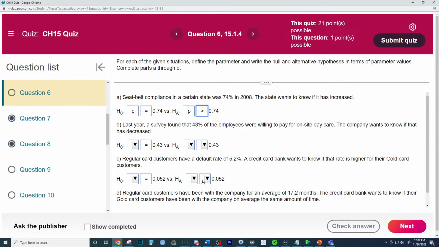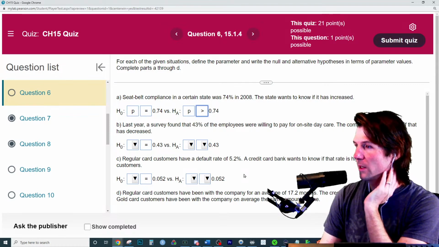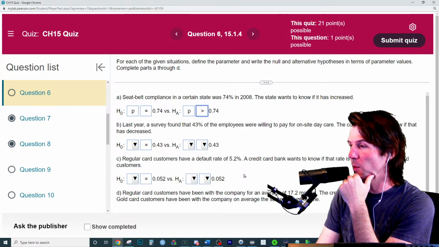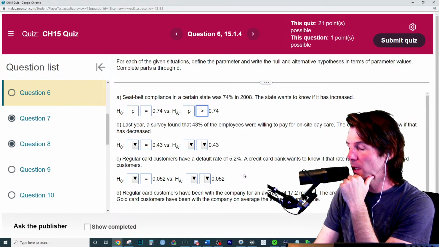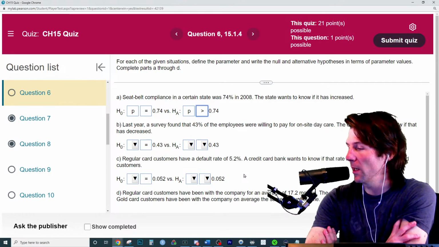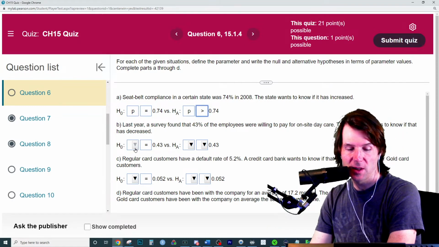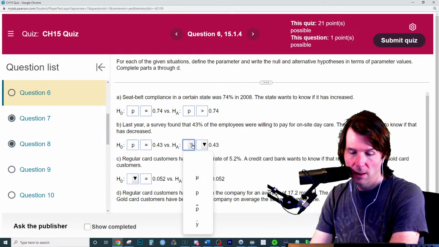Last year, a survey found that 43% of employees were willing to pay for on-site daycare. So on-site daycare, is that quantitative or categorical? Like if you're willing to pay for on-site daycare, is that quantitative or categorical? It's categorical. So since it's categorical, that means we're dealing with P here again.